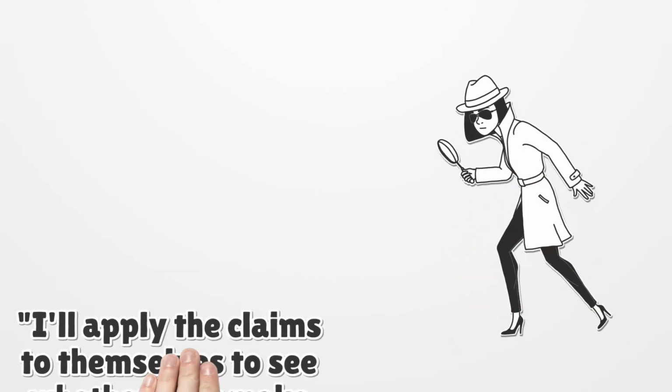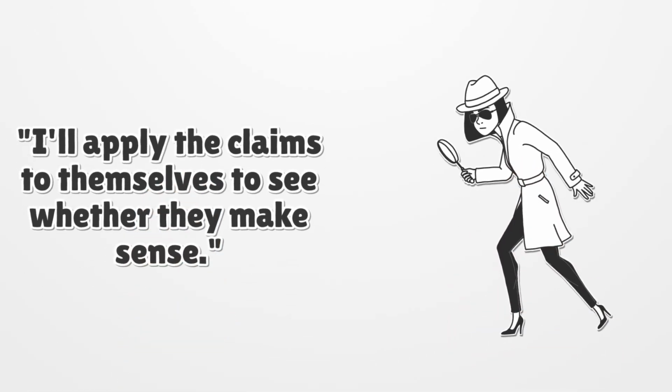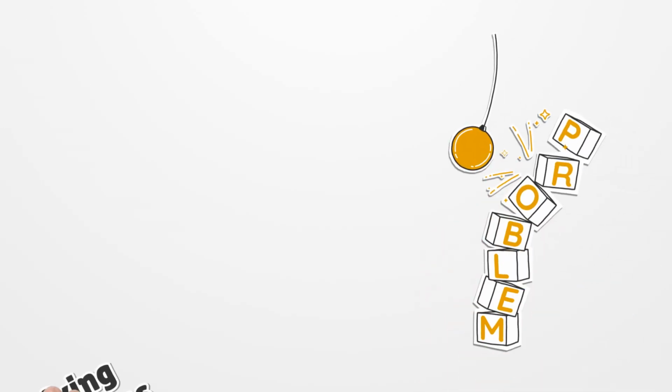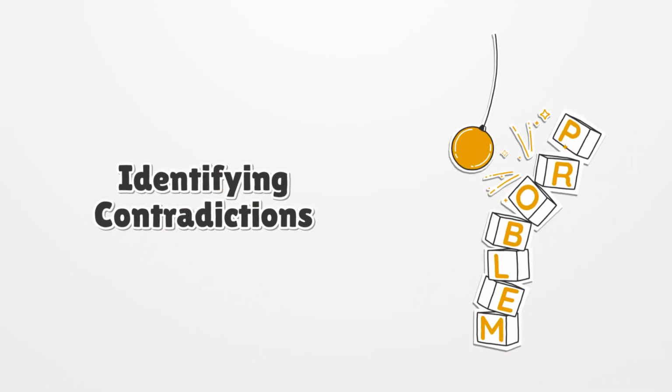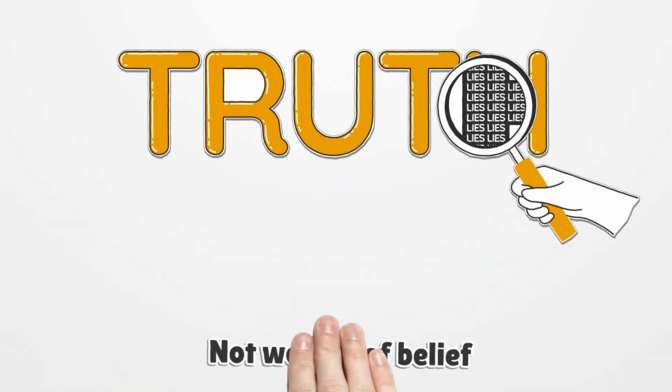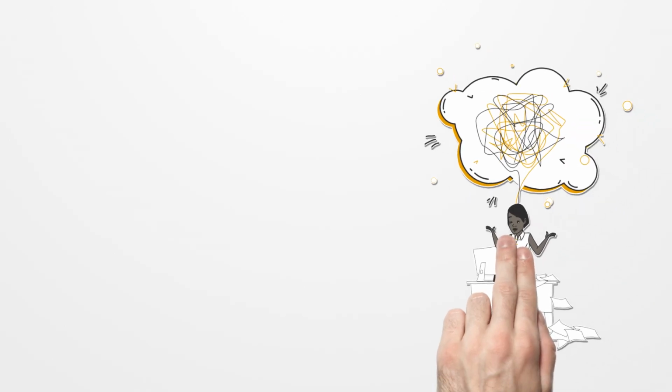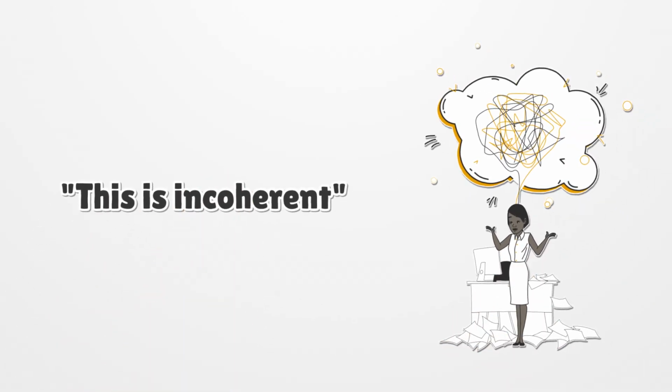Once you've identified the claim as an epistemic claim, all that you need to do is see whether the claim would make sense and be true if it were applied to itself. So for the claim, there is no objective truth, ask, is it objectively true that there is no objective truth? Once you do that, the contradiction is obvious. If it's not objectively true that there is no objective truth, the claim is not worthy of belief. But if it is objectively true that there is no objective truth, the claim contradicts itself. Either way, the claim is not to be believed.